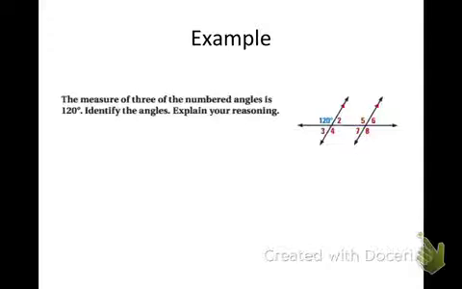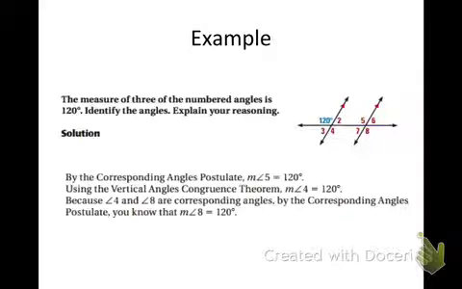Alright, we're back now. If you are back, I hope you got the right answers. Let's figure out the solution for this. First step, by the corresponding angles postulate, we know that angle 1 is going to be 120 degrees, because that was given. But also from the corresponding angles postulate, we know that angle 5, which is the corresponding angle, has to also be 120 degrees.